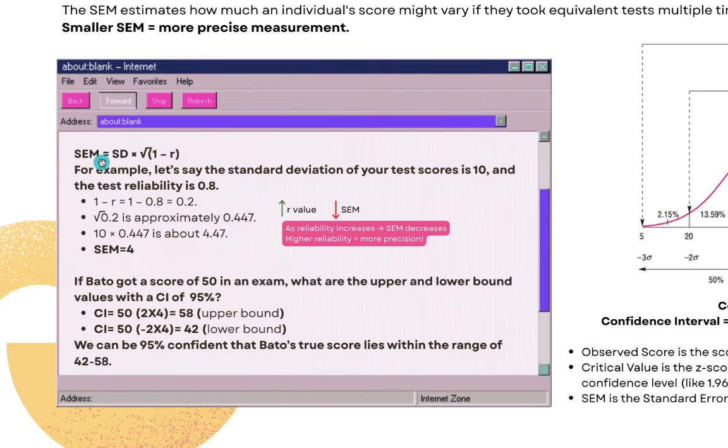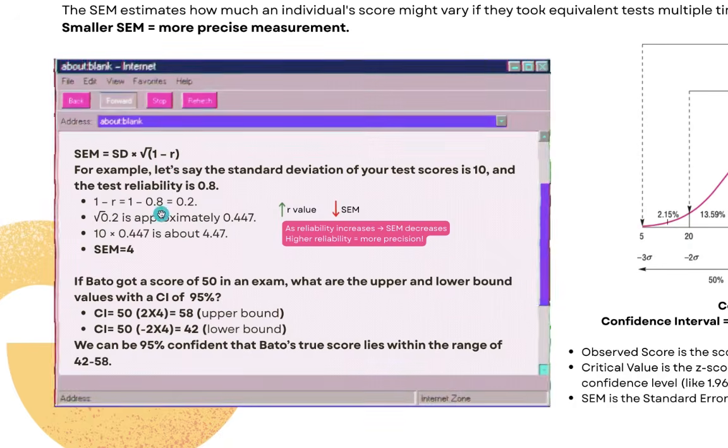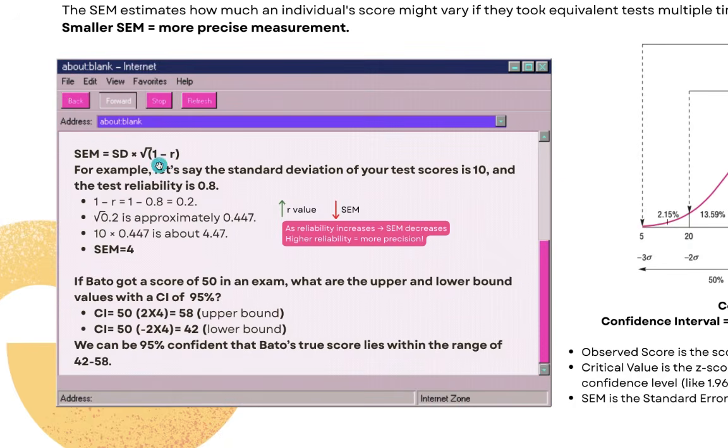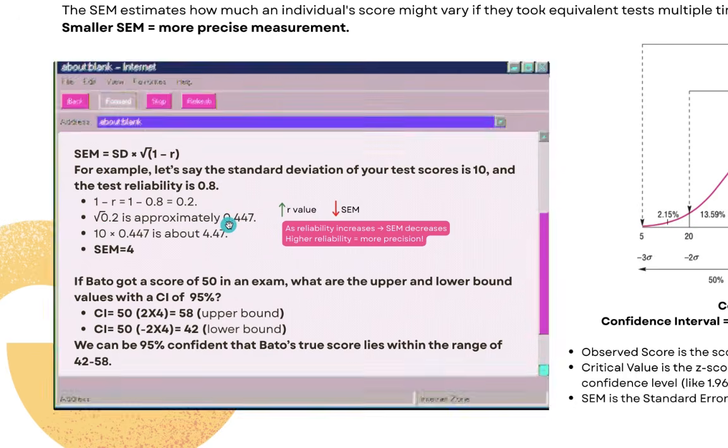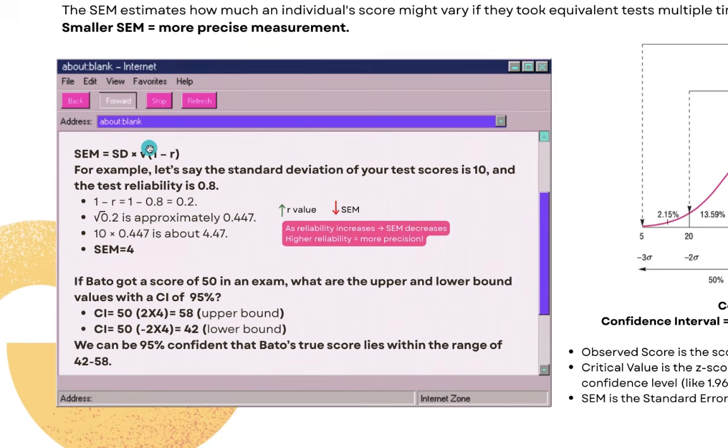So what we will do first to get the SEM is to deal with the numbers in the parentheses. So 1 minus 0.8, 1 being part of the equation, and the 0.8 is the reliability coefficient for the test. That gives us 0.2. And then we take the square root of 0.2 and we get the number 0.447. So we're done with this part here.